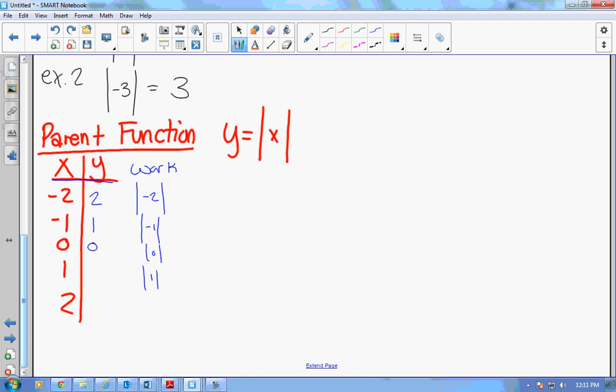Absolute value of 1? 1. Interesting. Absolute value of 2? Oh, interesting. Do you notice anything here? Pattern. We have something around 0. There's an S word for it. Symmetry. You should have some symmetry.